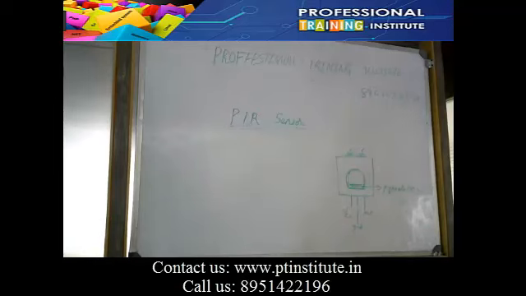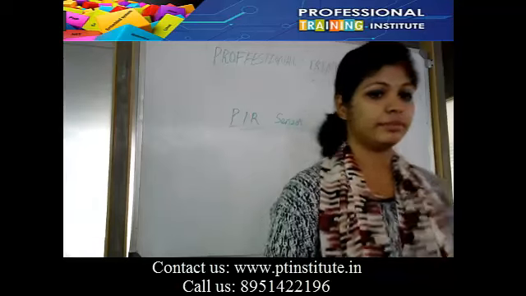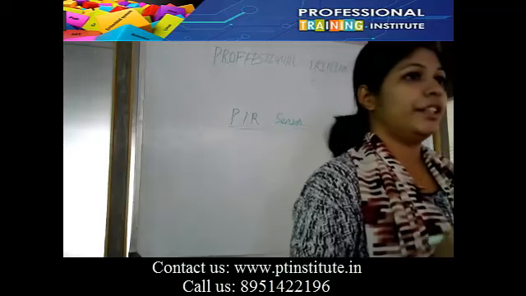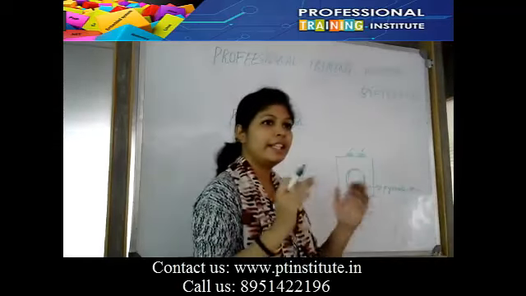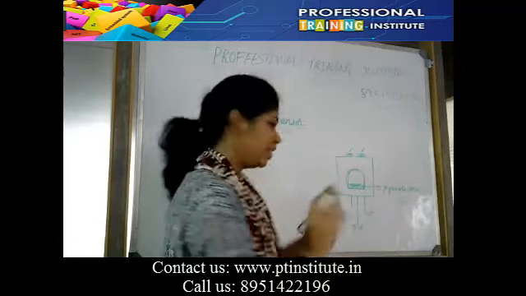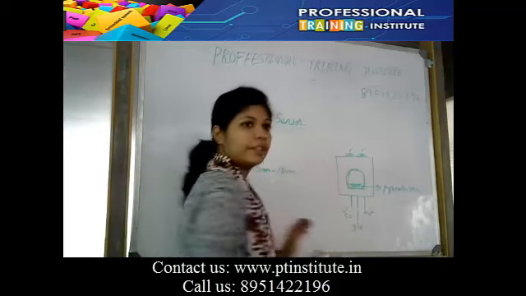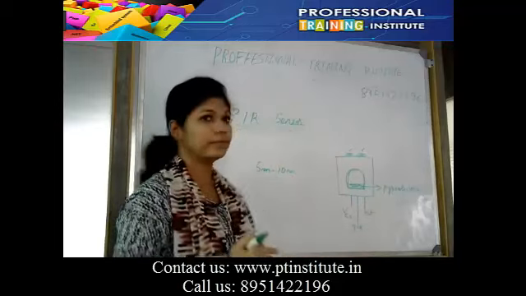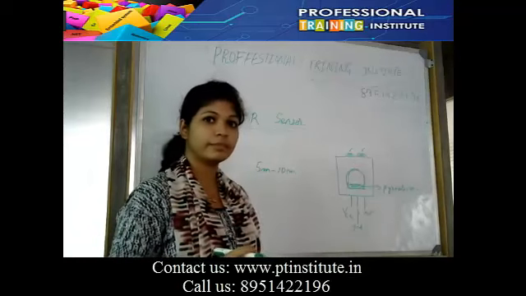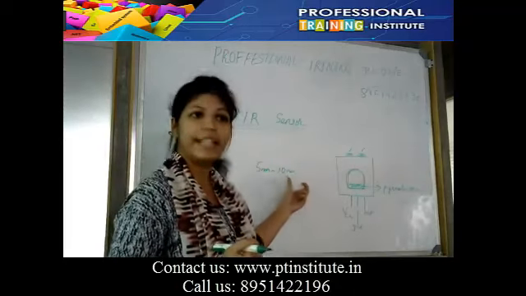If a person is coming from a long distance, I can sense him nearby. What's the range? It depends on the design of that module. Usually the detection range is 5 meters to 10 meters.